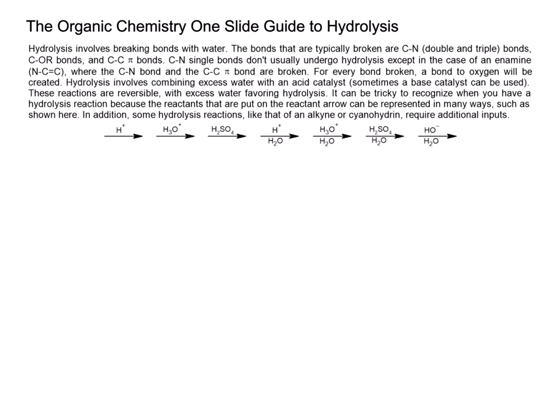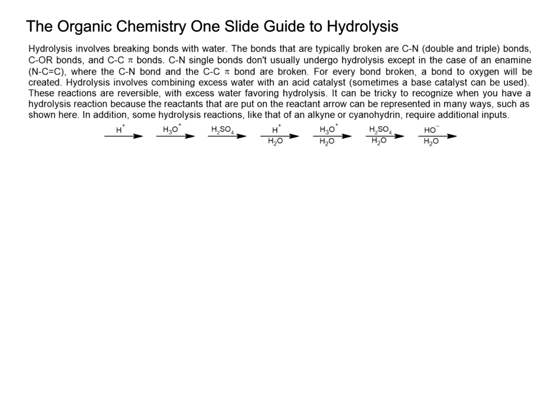Now, normally carbon-nitrogen single bonds don't undergo hydrolysis, but in the case of an enamine, where you have a nitrogen single bonded to a carbon that's double bonded to another carbon, we do actually break both the carbon-nitrogen single bond and the carbon-carbon pi bond. For every bond broken on hydrolysis, a bond to oxygen will be created.